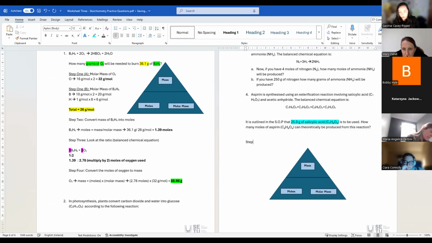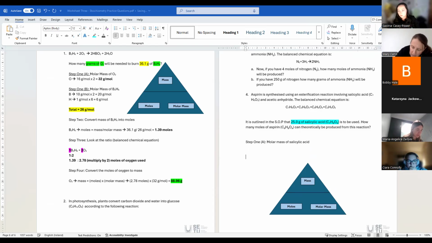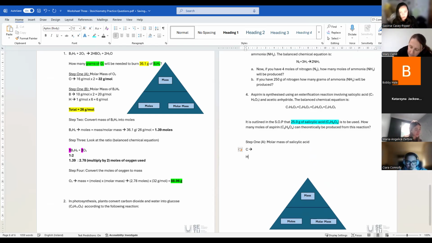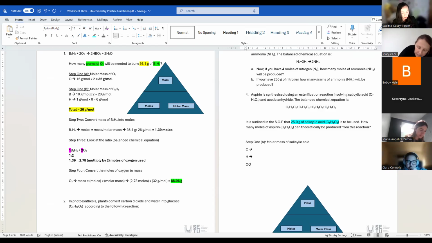Okay, so I'm going to start out with step 1. And I'm going to do step 1A, okay? So I'll work out the molar mass of what I've been given in the question. So this is salicylic acid in this case. Based on its molecular formula here, it has carbon, it has hydrogen, and it has oxygen.